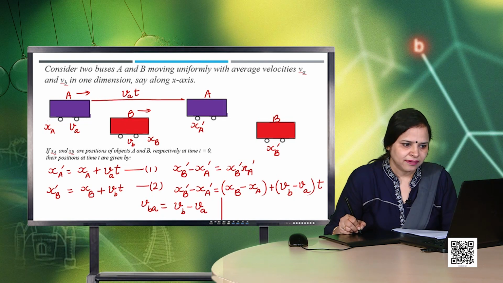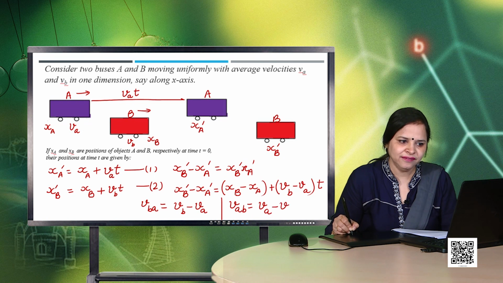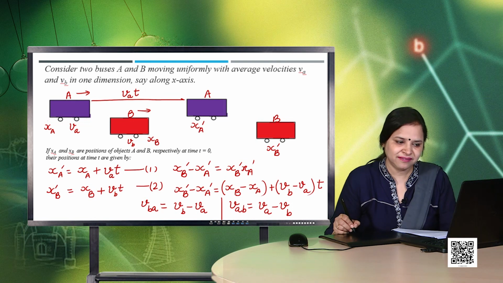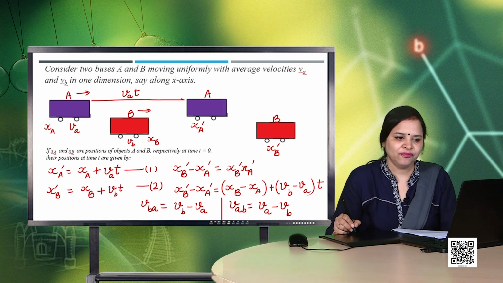Similarly, VAB, that is the velocity of A relative to B, is written as VA minus VB, that is the difference in the two velocities again. This is how we find the relative velocity.